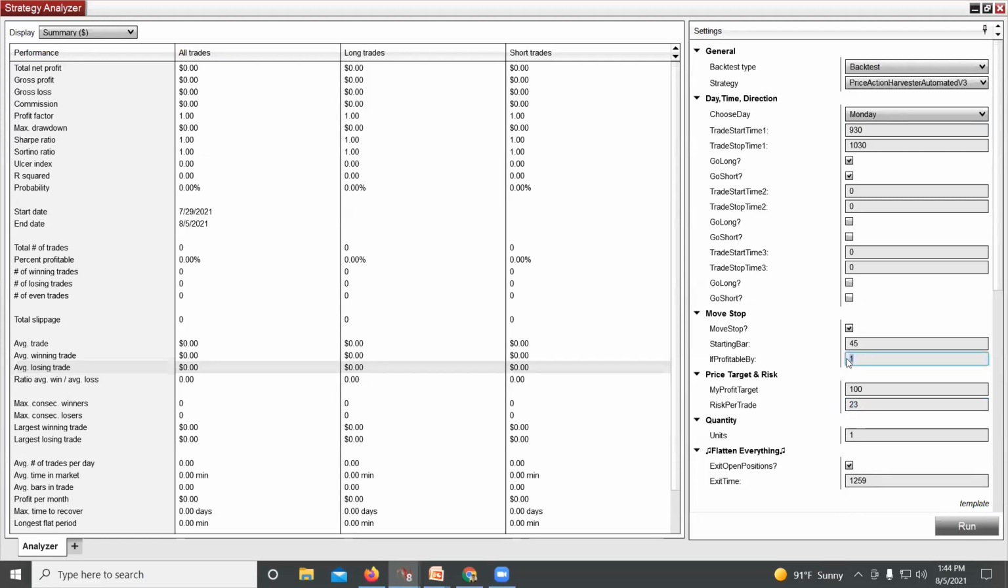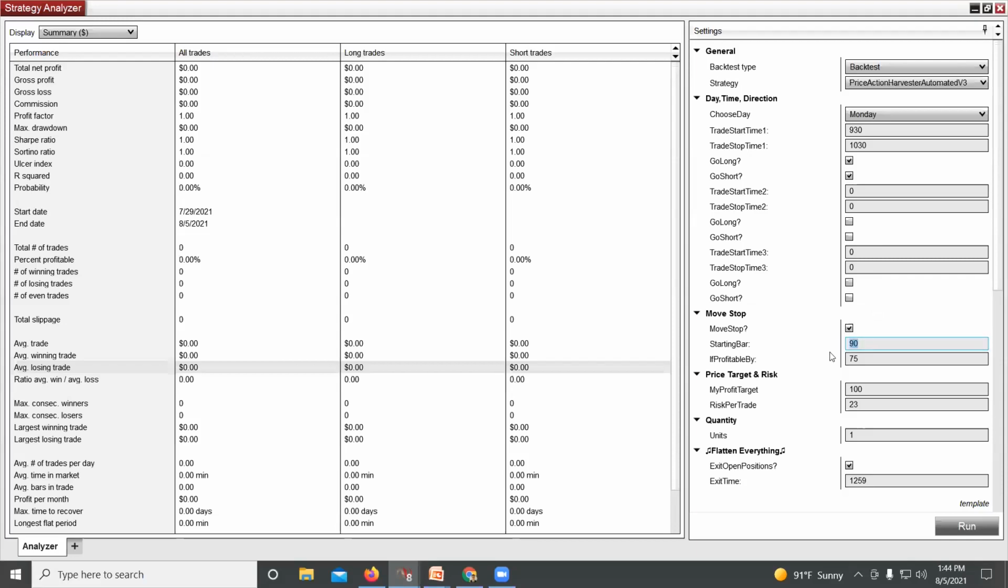Let's say that if you are up by at least 75 ticks by the 90th bar, and if you are in a long position, then the system will automatically move your stop from the current stop, which would be 23 ticks, to whatever the bid price is. In essence, it's going to take you out of that trade. If you were short, it's going to move it to whatever the ask price is.